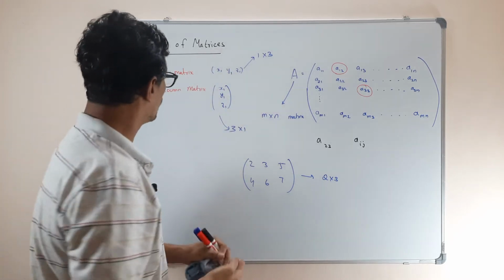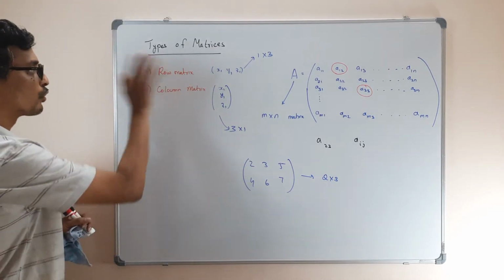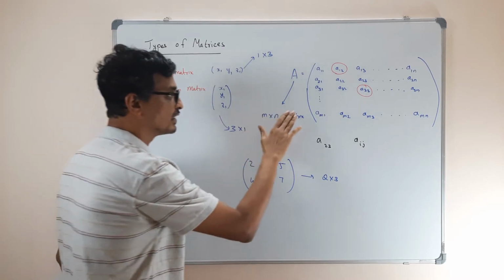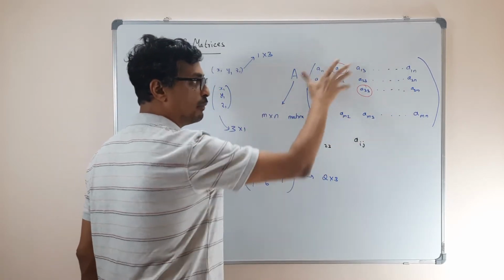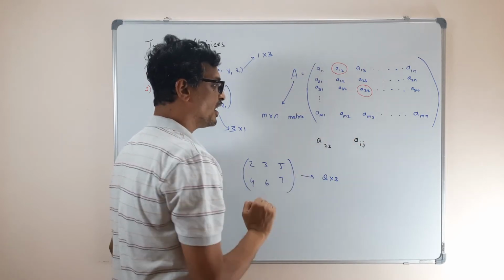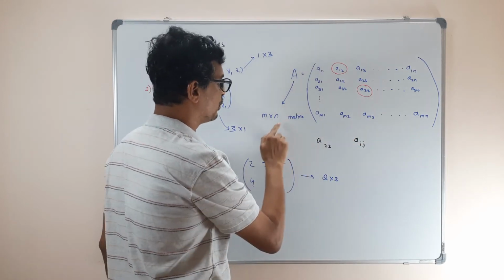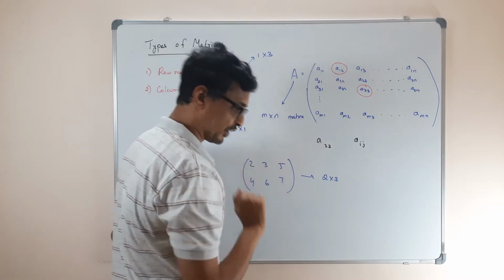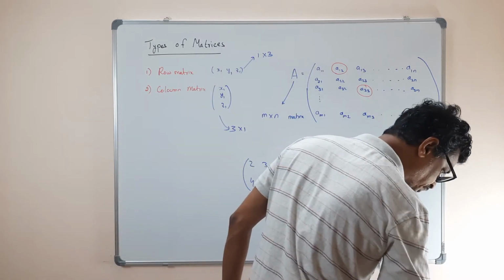Now you understood why we need a row matrix and a column matrix. You also see how to define a matrix A and how the elements are written. And we know what the order of the matrix is, m cross n and so on.